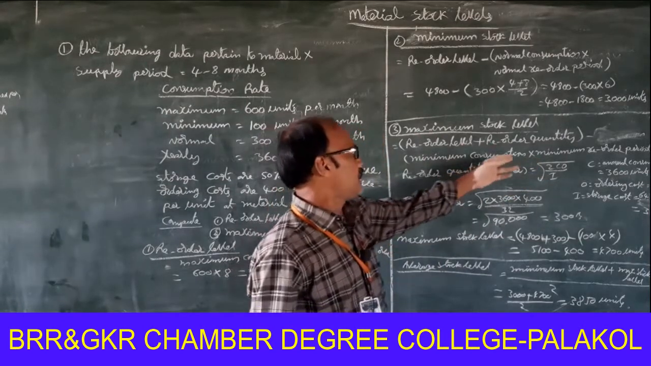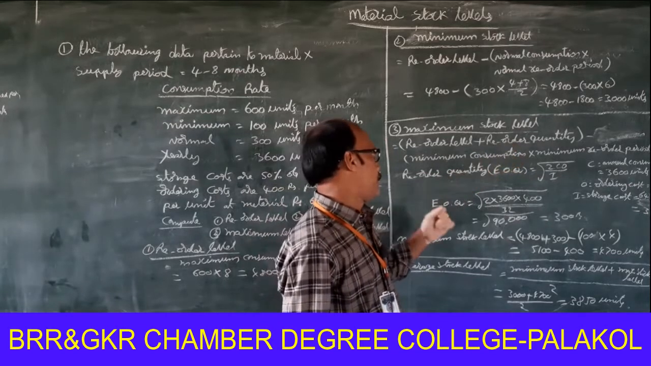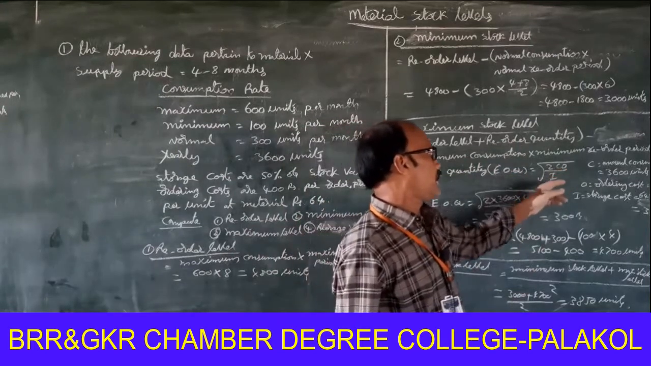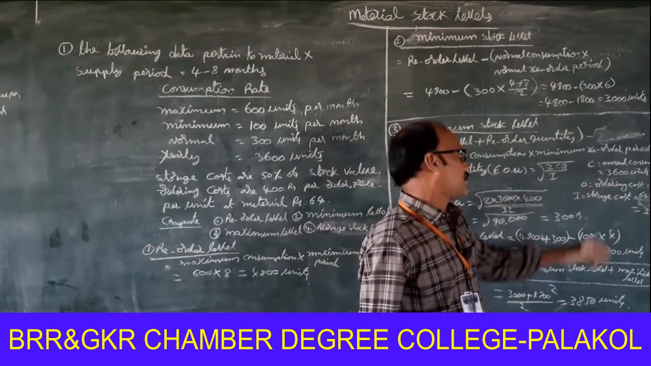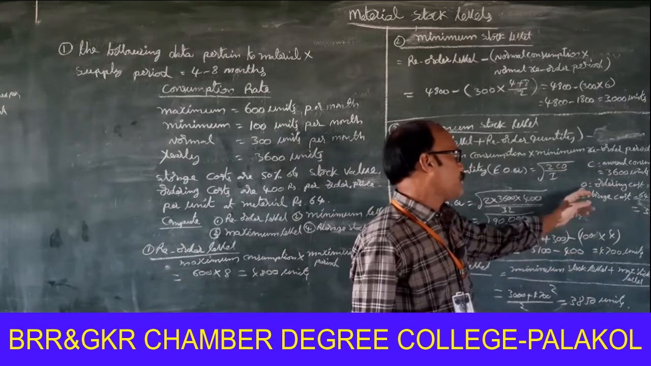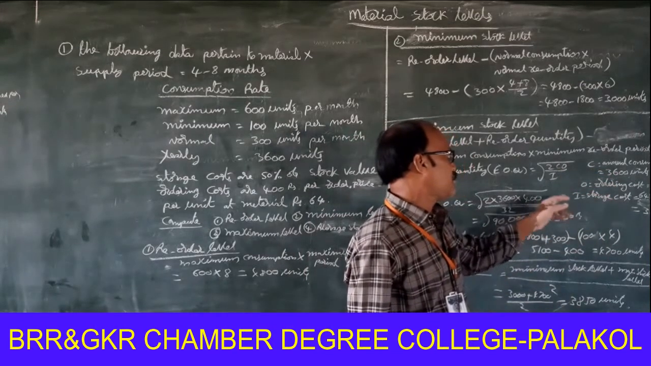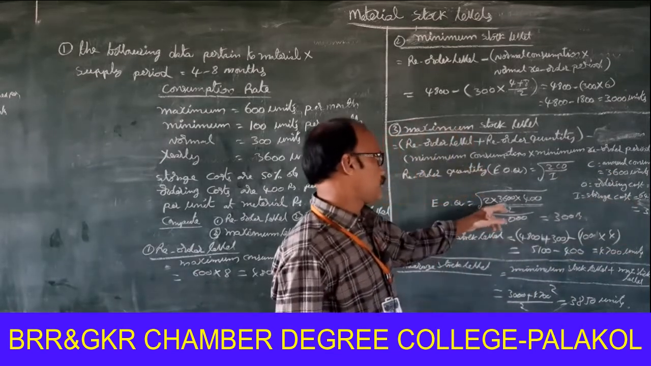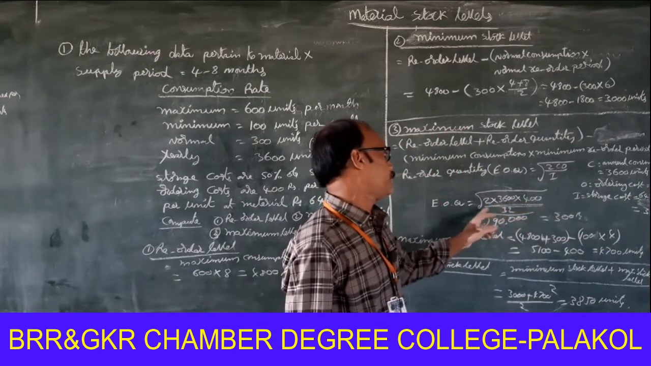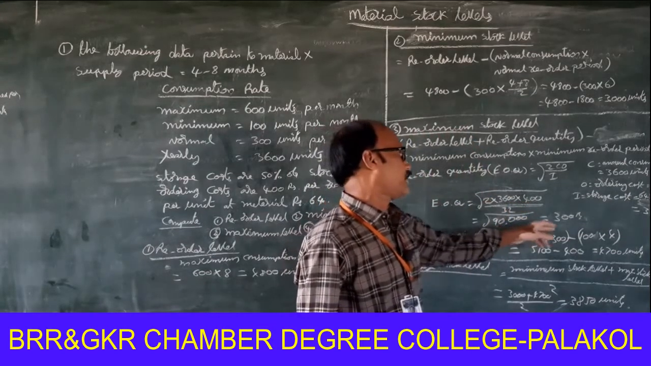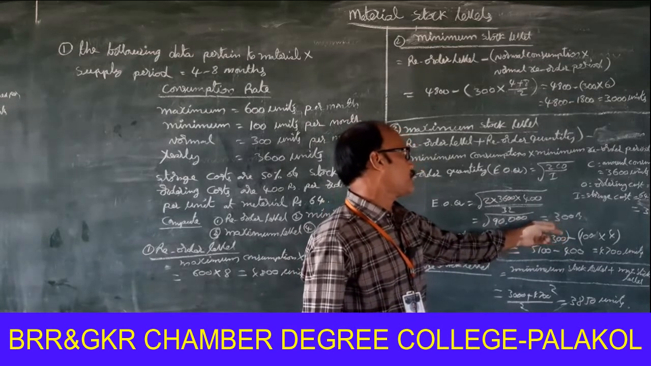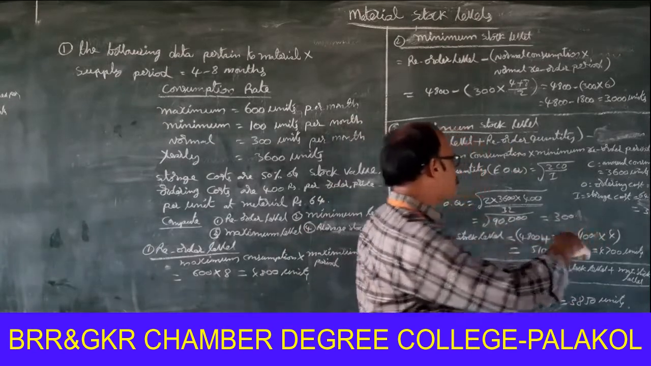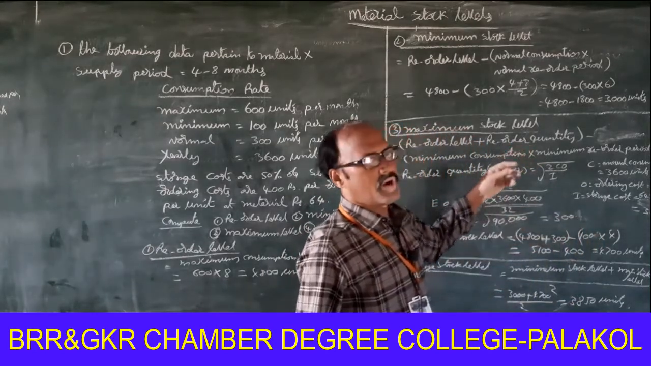Reorder quantity is not available directly in the problem. So the reorder quantity, that means EOQ, is to be calculated as root of 2CO by I. C is equal to annual consumption, 3600 units. O is equal to ordering cost, 400. I is equal to storage cost, 64 into 50 by 100, that is equal to 32. So root of 2 into 3600 into 400 divided by 32. That is equal to root of 90,000, 300 units. The 300 units is to be treated as reorder quantity here.